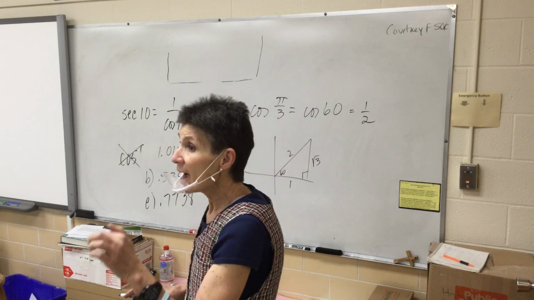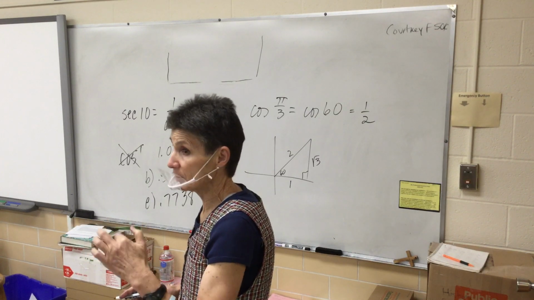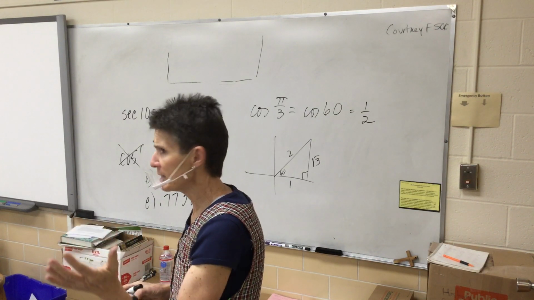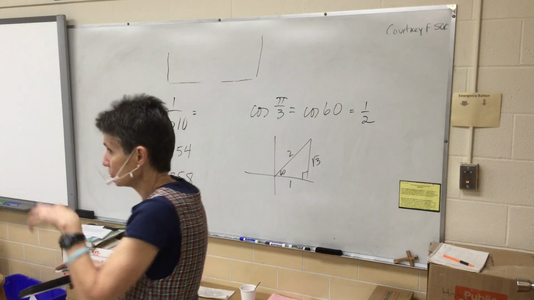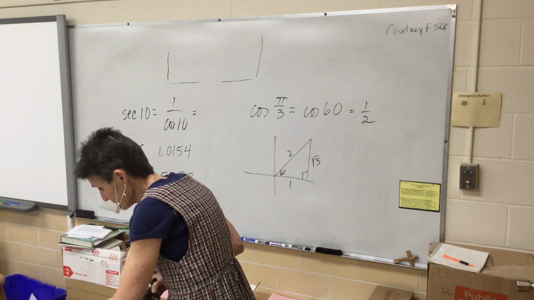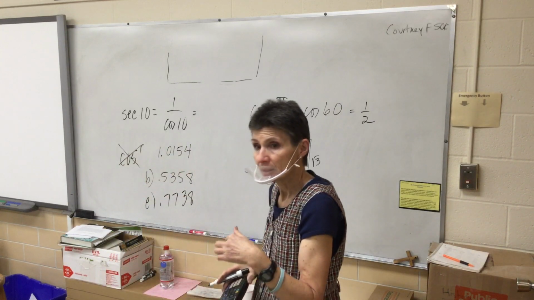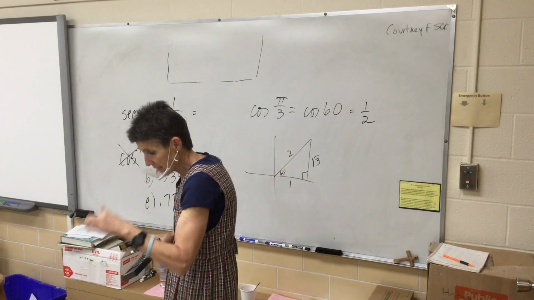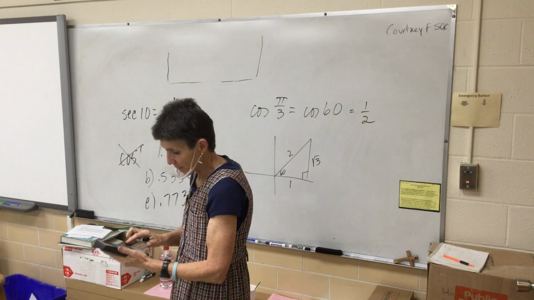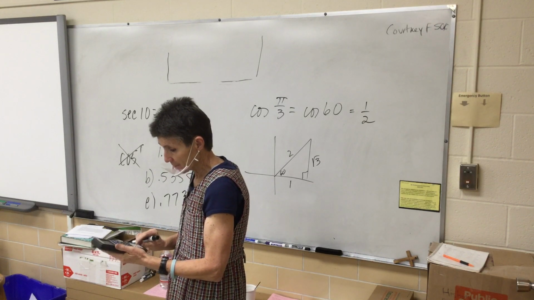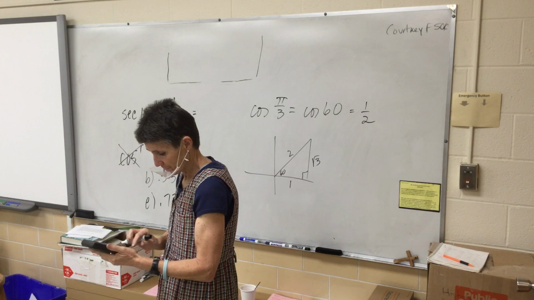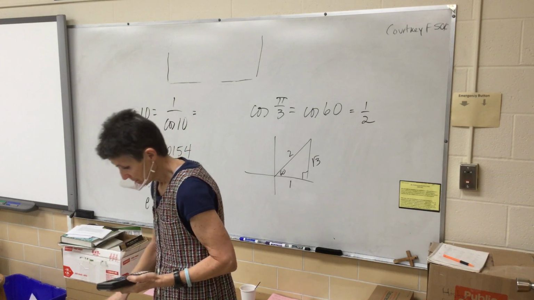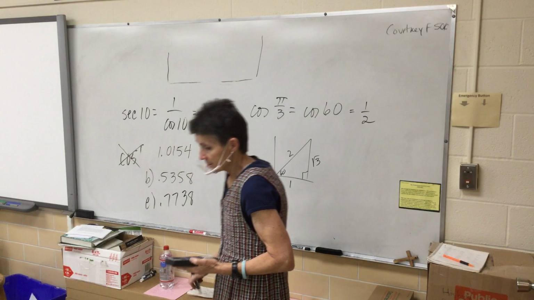Now, when I put these into my calculator in radians, I do everything exactly the same. But I have to change my calculator to radians. So to do problems C, D, and F, I'm going to change my calculator to radians. So I go to Mode, highlight radians, hit enter, and I'm ready to go. C.